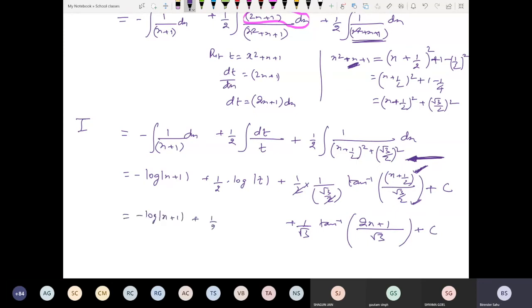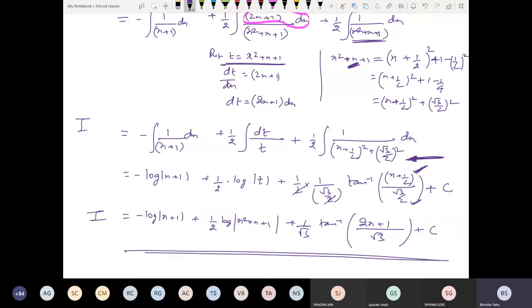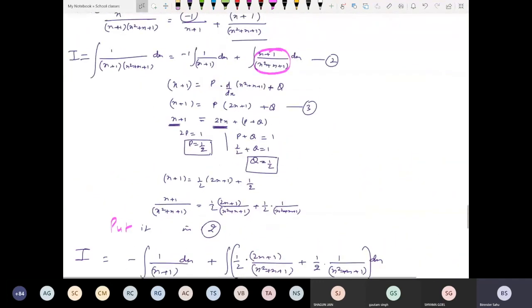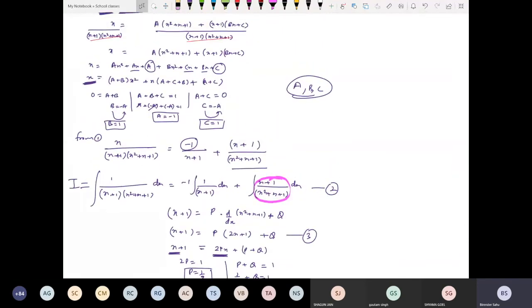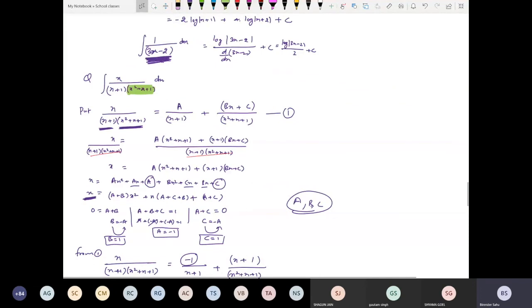But in the second term, we can replace t. What was t? t is x square plus x plus 1. Okay, so this is your answer. Okay, is there any doubt to anyone? You just have to remember this substitution.